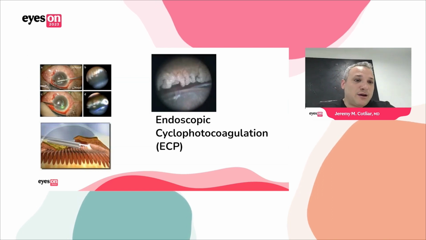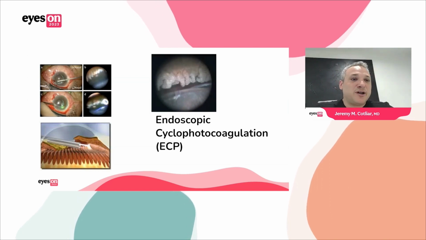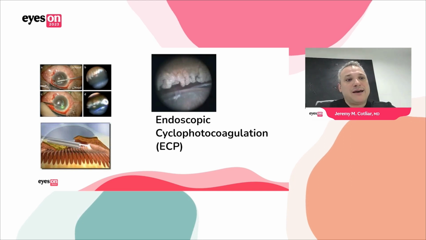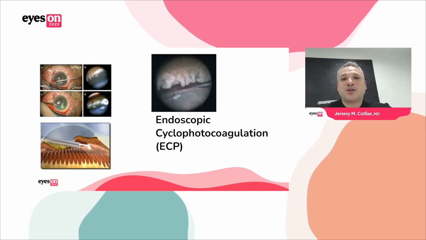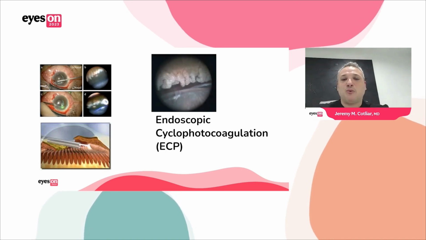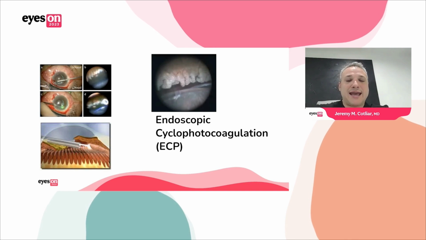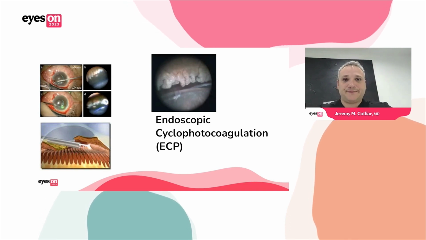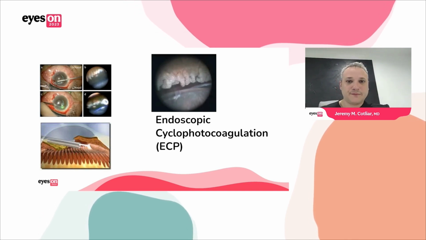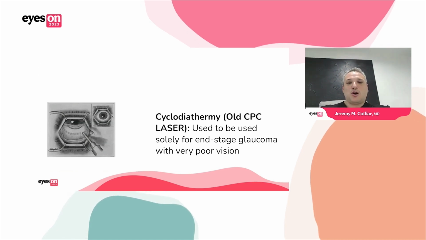So you can see here, this is in conjunction with cataract surgery. The probe goes through under the iris, and then you look at the screen. You see the screen on the top right, and you step on the pedal, and you watch the ciliary processes shrink and get ablated.